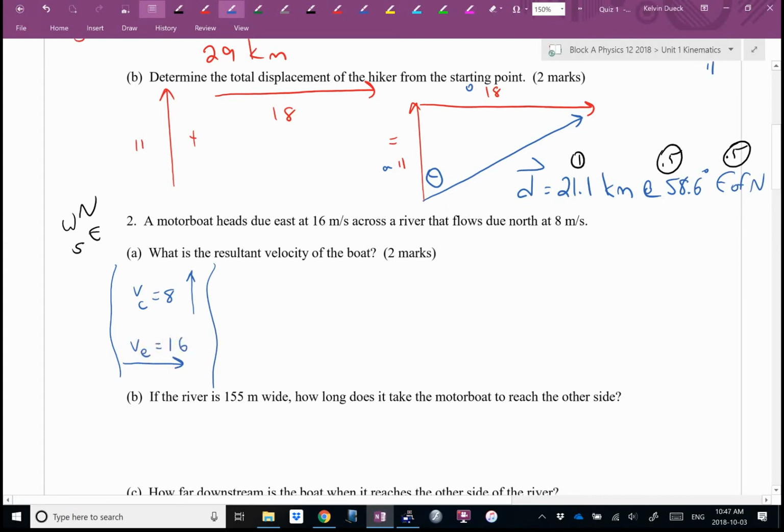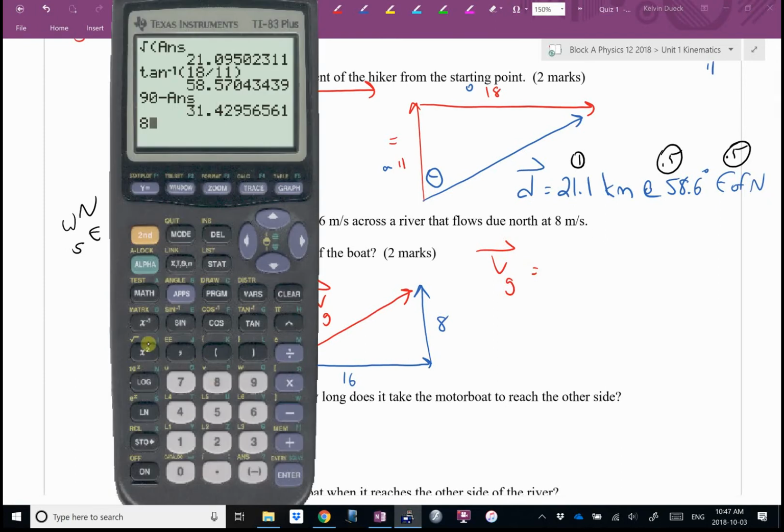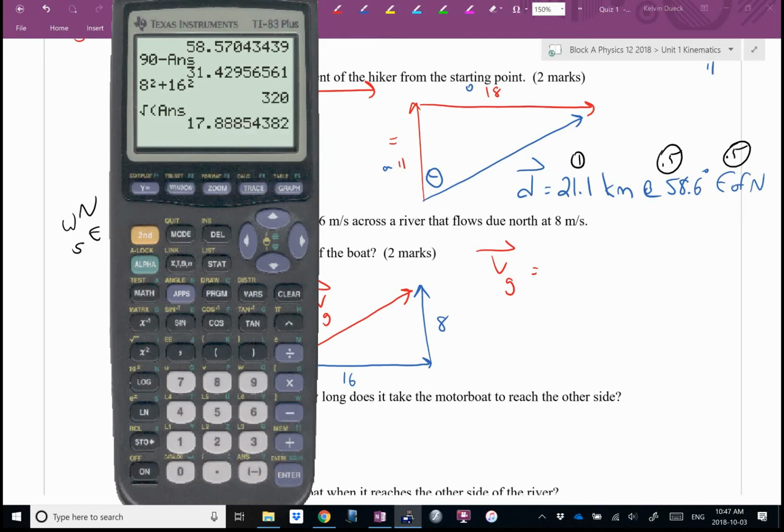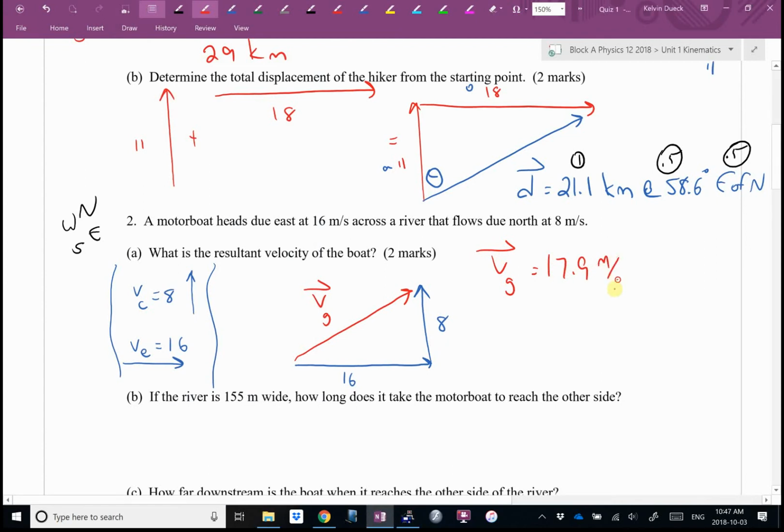So if I add those two together, tip to tail, there's my resultant. Here is the velocity with respect to the ground, to the people on the shore. The magnitude is going to be the square root of 8 squared plus 16 squared. 17.9, is that correct? That looks right to me as well. This is meters per second.